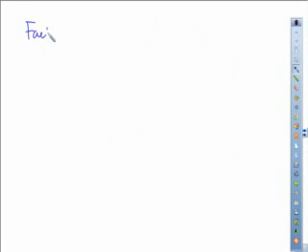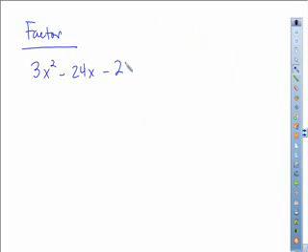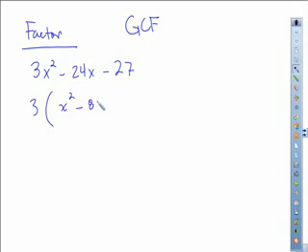All right, let's move on to the next problem. We need to factor 3x squared minus 24x minus 27. Our first step, we look for a GCF. What can we take out from here? It looks like we could take out a 3. All 3 terms share a 3 in common. So if we take out a 3, we're going to end up with x squared minus 8x minus 9.